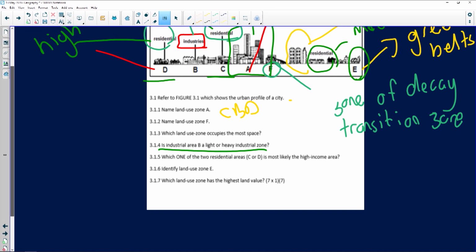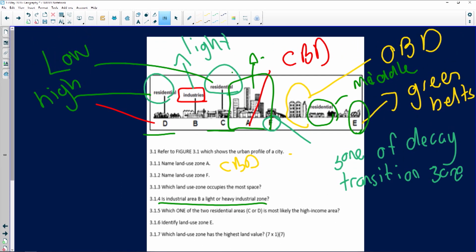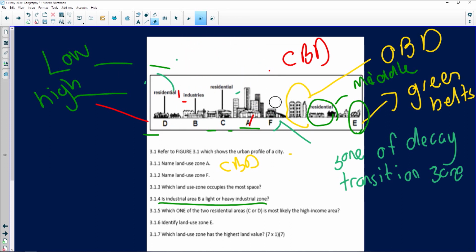Fantastic question. Thank you, Sipho, for this question regarding our urban profile. I just want to clear this diagram quickly. Now remember, when we look at this diagram, as you can see, it replicates an urban profile. It shows you the CBD moving outwards from its residential areas to your light industries all the way to your rural urban fringe.